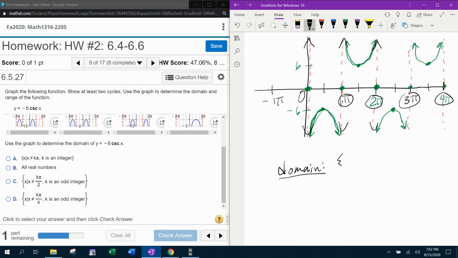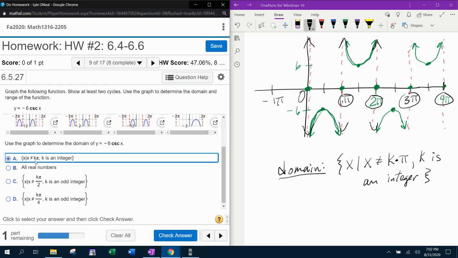So at -1 pi, I would expect there to be another vertical asymptote. So we're going to say the domain is the set of all x such that x cannot be integer multiples of pi, k times pi, where k is an integer. Okay, so k would be like 1, 2, 3, 4, or -1, -2, -3, -4. Any integer multiple of pi, is that an option? And that is A. Every integer multiple of pi, k is an integer.